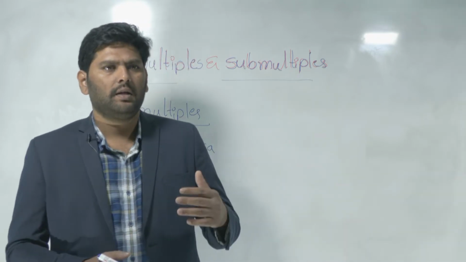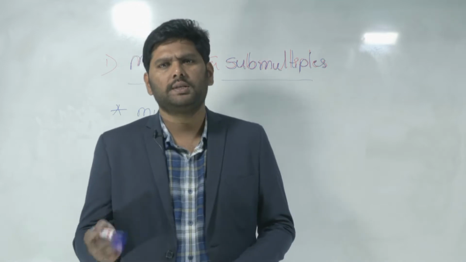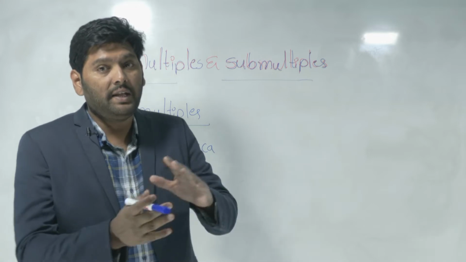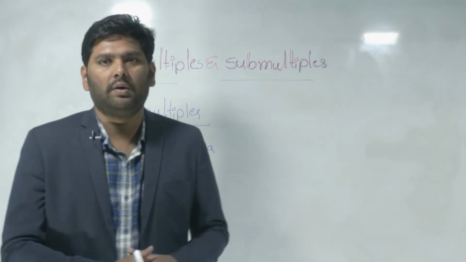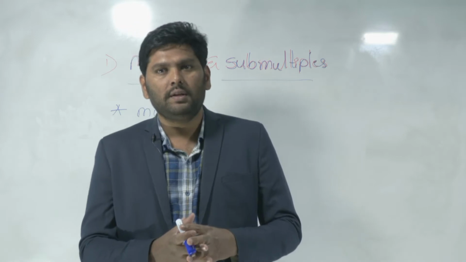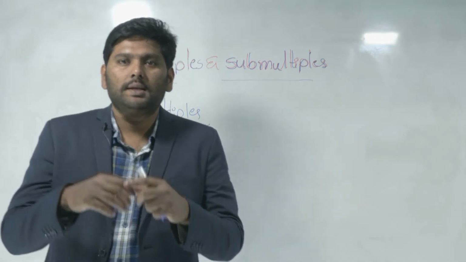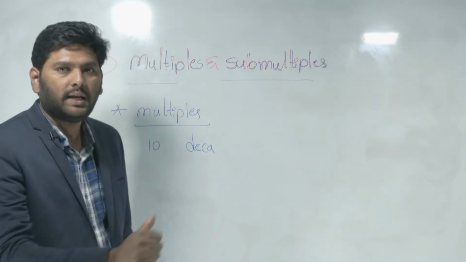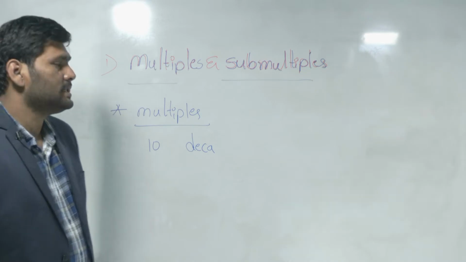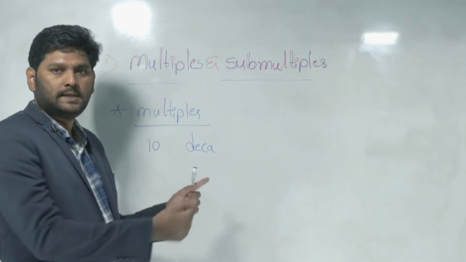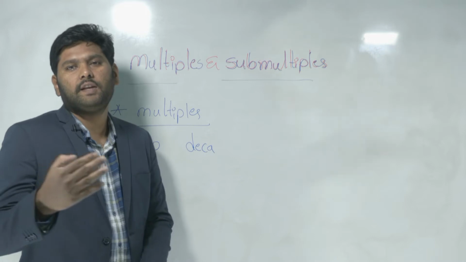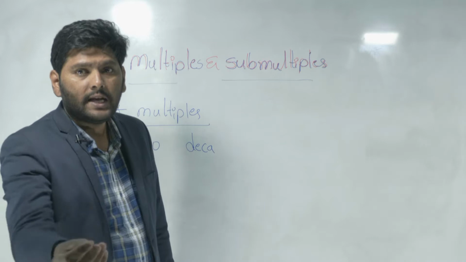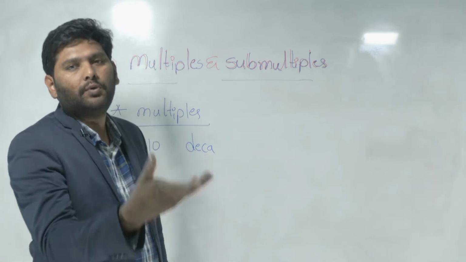The question is, sir, can't we easily apply the units directly? Yes, we can use the units directly. But when we have a bigger value, how do we simply explain it? The simple way is giving the gateway of these multiples and submultiples. With this, we can easily explain a bigger value, or say a small value, in a simple manner.